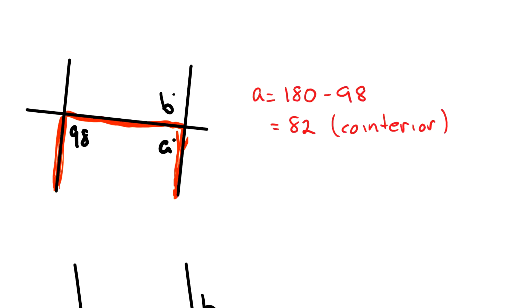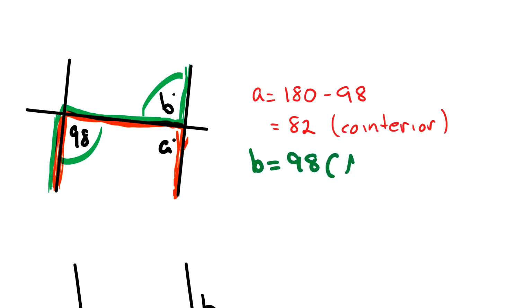There's a couple of ways we can do this. The first way is to highlight my 98 again, highlight that line, and highlight my B line, because we're looking at this one here and this one here. That makes a Z shape if you tilt your head. So what I could write there is that B is going to equal 98, and we know a Z shape is alternate.